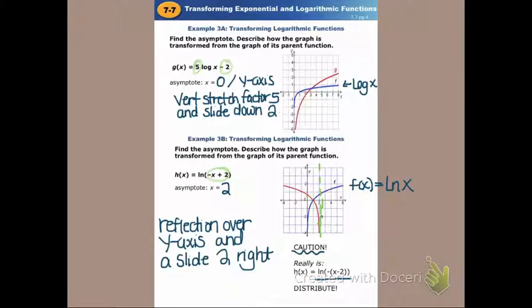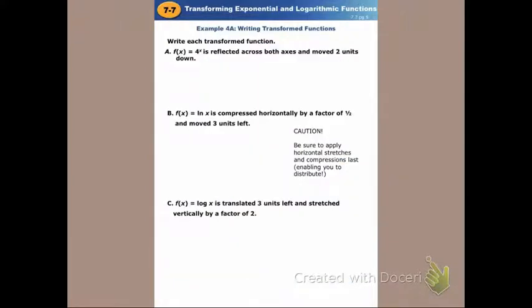Okay, now it's time to move on and take a look at our final learning goal, which is to write these transform functions. So let's turn the page. Okay, so in each one of these examples, we're going to be given a parent function and asked to do some specific transformations to the parent function. And to verify our function that we come up with, we're going to graph these on the graphing calculator, so you still want to have that handy.